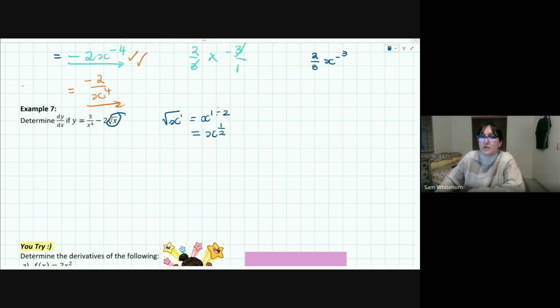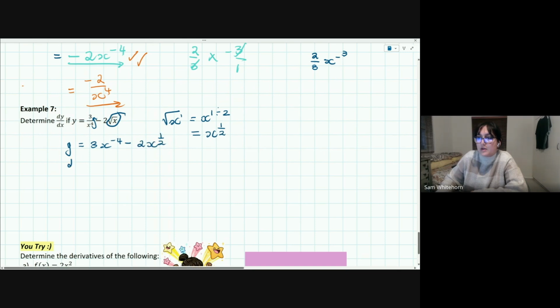All right, but if we have a look at example 7 here, we're now able to find the derivative. So we'll fix our format first. Y is equal to 3x to the negative 4. We need to bring it up. Minus 2x to the power half. And then we apply our rules.